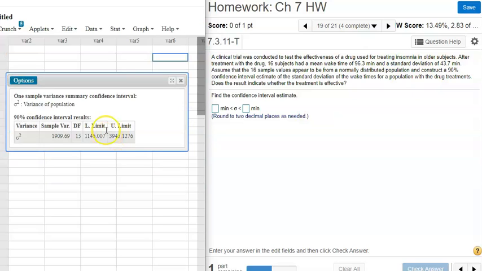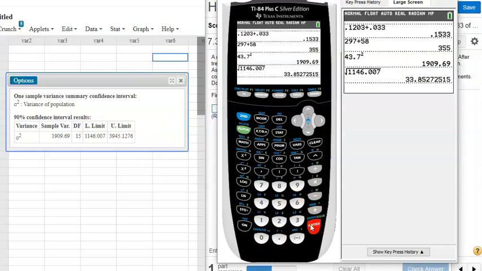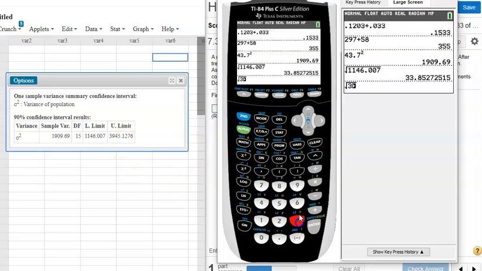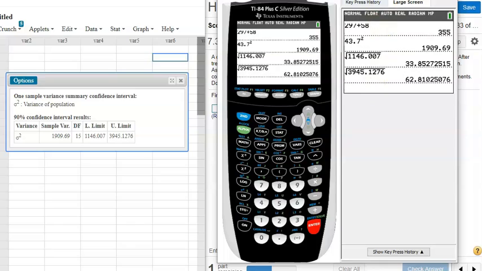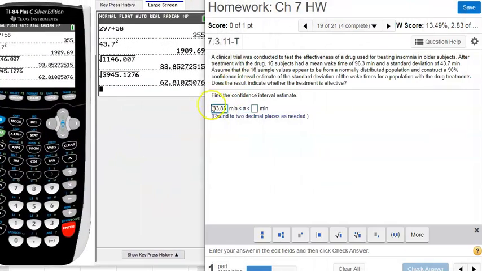And what this gives you is the lower limit and the upper limit for the variance. So to get the answers to put in here, you have to take each of these two values and take the square root. I'm going to do the square root of the lower limit, and that will give me my lower limit for my standard deviation. And then the square root of the upper limit here will give me the upper limit for my standard deviation. So this one is 33.85 rounded to 2 decimal places, and this one is 62.81.